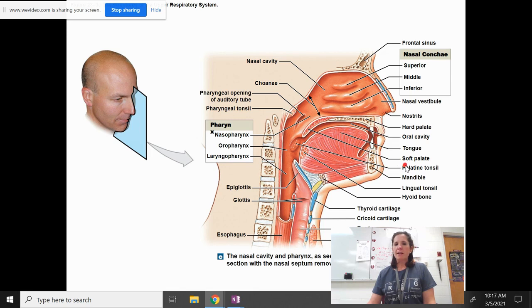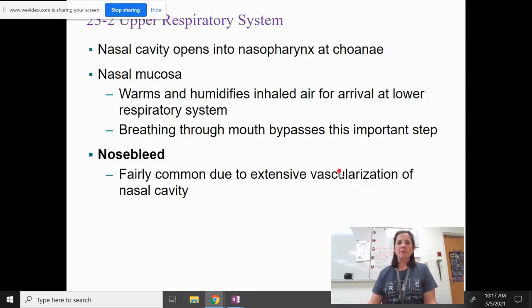Take a look at your palate, your hard palate and your soft palate, and just make sure that you label this correctly.